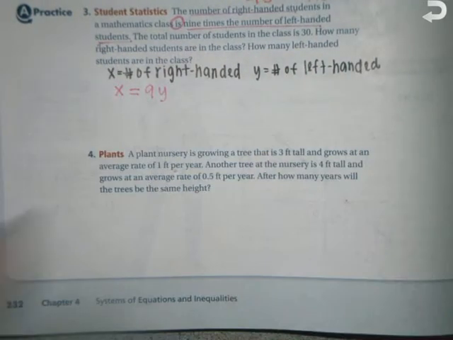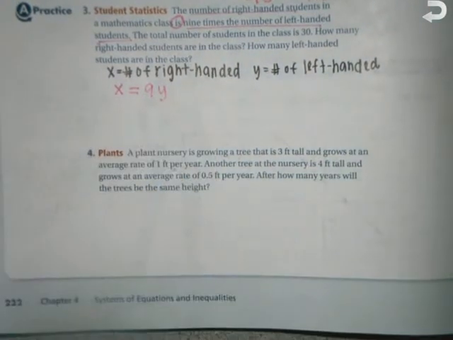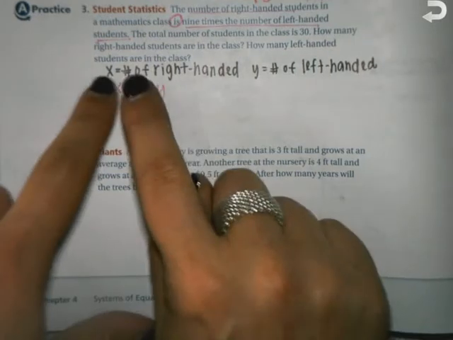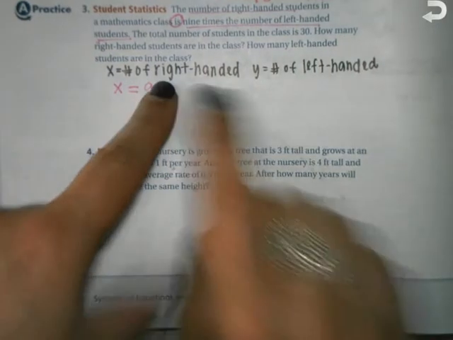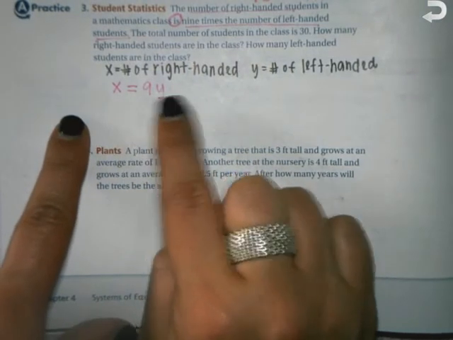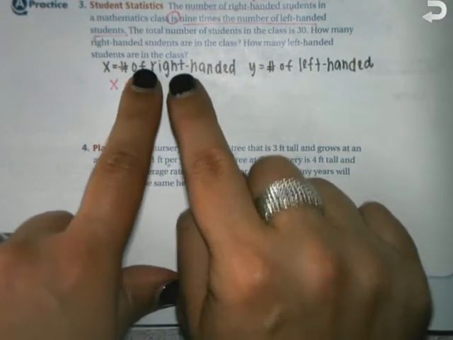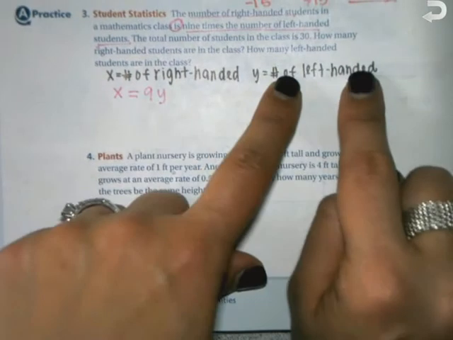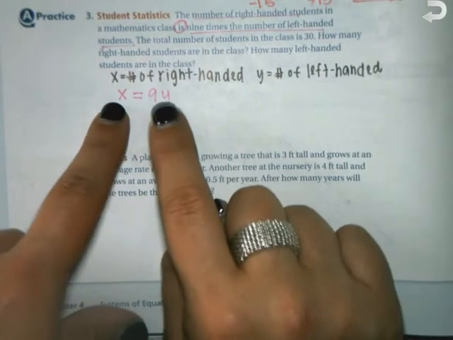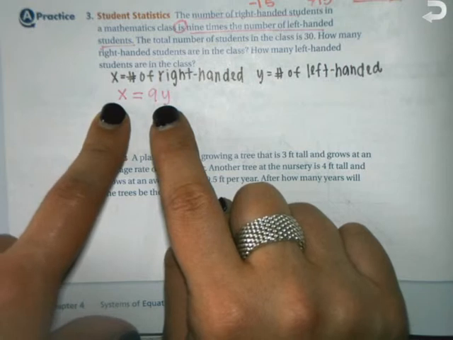If you flip-flopped these, then yes, you would flip-flop those. So if you said X is the number of left-handers and Y is the number of right-handers, you would get Y equals 9X. But you have to specify. If you tell me that X is the right-handed students and Y is the left-handed students, but you give me Y equals 9X, that's wrong.